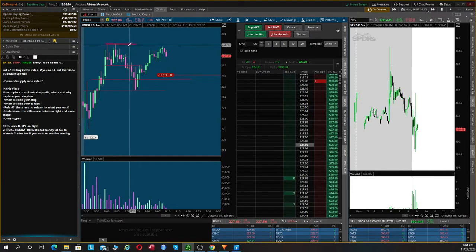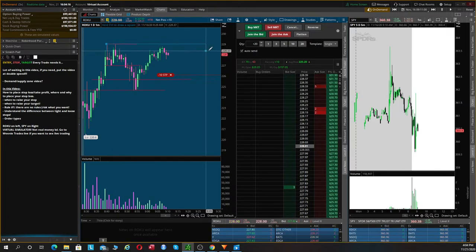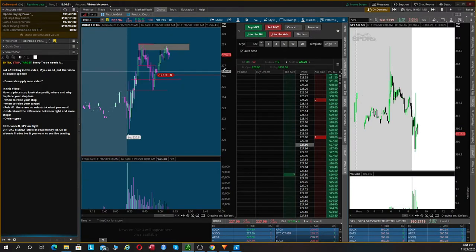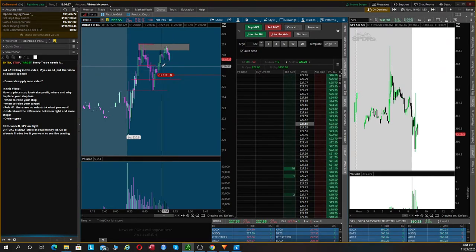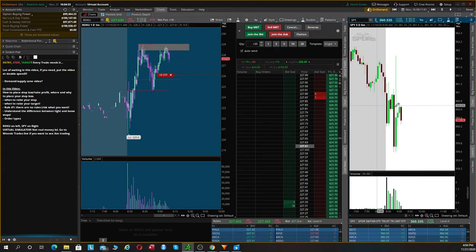Notice how it's struggling with this supply zone area. There are still some sellers in this area, but if they get taken out, Roku can have another squeeze. The fact that it's hanging out up here is really good. This is where I'd have my stop. If you really want to have a super tight stop, we can move it just underneath 226.85, but as you can see, the SPY is selling off. The SPY is the tide of the ocean.